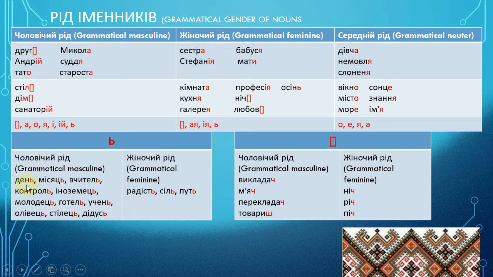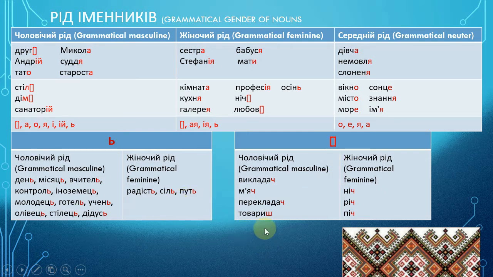Grammatical masculine is for these words: день, місяць, вчитель, контроль, іноземець, молодець, готель, учень, олівець, стілець, дідусь. День, it means day, місяць, month, вчитель, teacher, контроль, control, іноземець, foreigner, молодець, someone who did a very good job, готель, hotel, учень, a pupil, олівець, a pencil, стілець, a chair, дідусь, grandpa. So it's grammatical masculine. And grammatical feminine with soft sign: радість, joy, сіль, salt, путь, way.